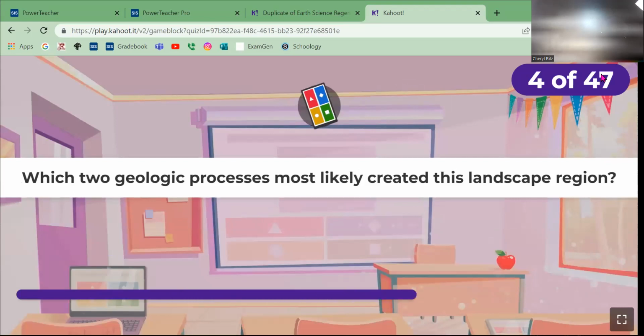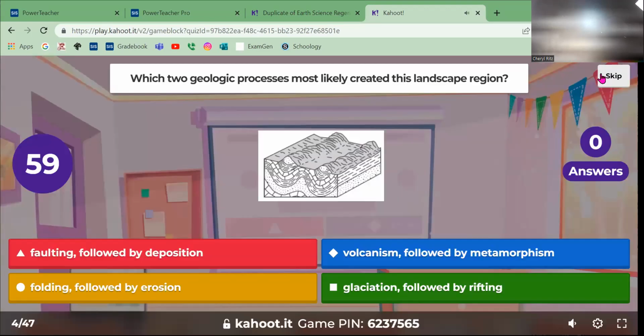Which two geological processes most likely created this landscape region? So the key is to look at the picture and see what is going on with those rocks. Those rocks have some very defined features.